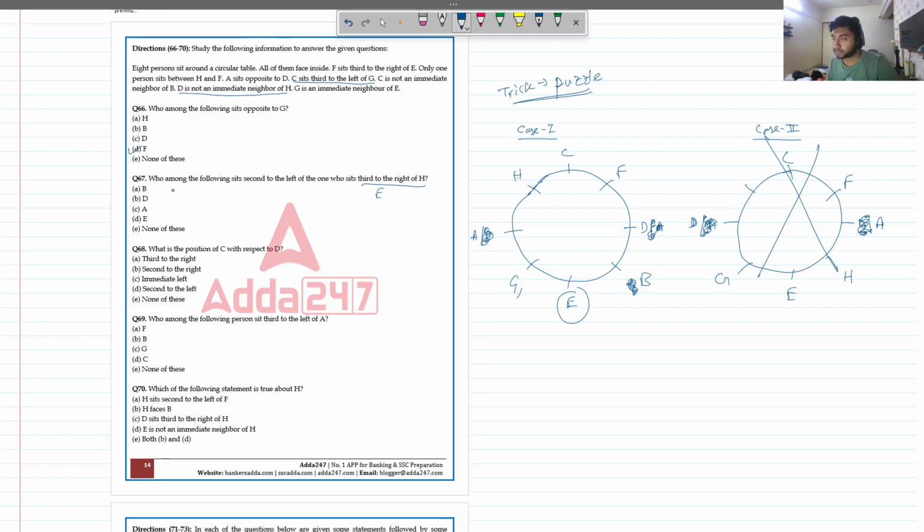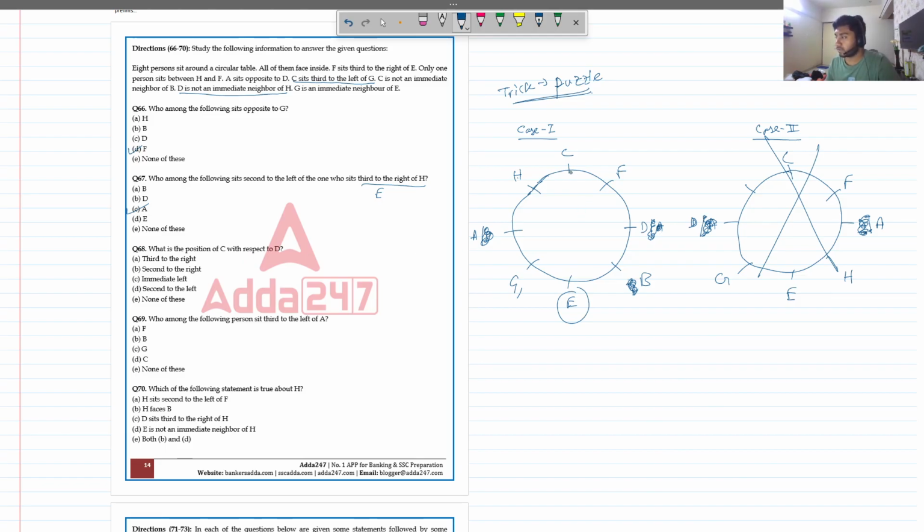Now what is it saying? Who sits second to the left of the one, that means second on the left of E. First, second, A. A is my answer. Okay. What is the position of C with respect to D?